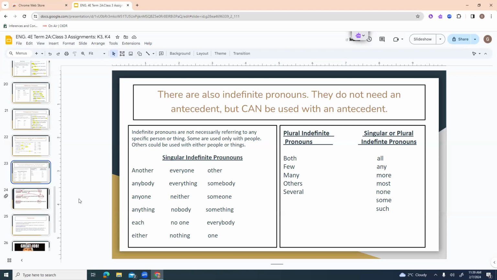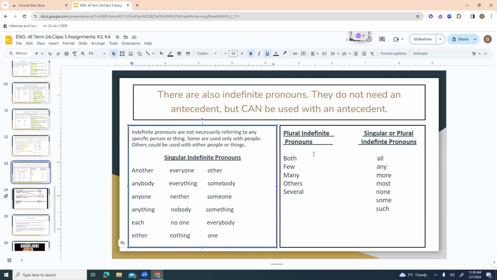So here is a list of some singular indefinite pronouns. Oop, got pronoun spelled with an extra U there. My apologies. Another, anybody, anyone, anything, each, either, everyone, everything, neither, nobody, no one, nothing, other, somebody, someone, something, everybody, or one. Now, a lot of these, it's easy to tell it's referring to one. The one I think might be confusing is everything, but it is still a singular.